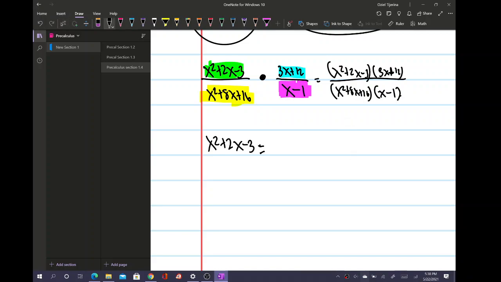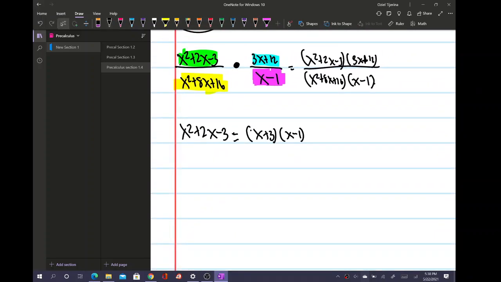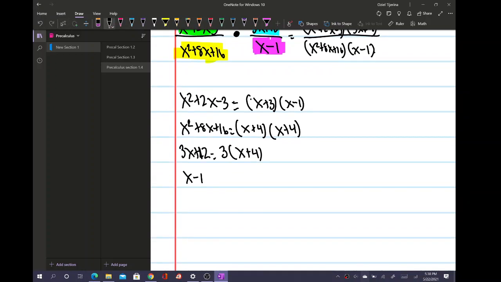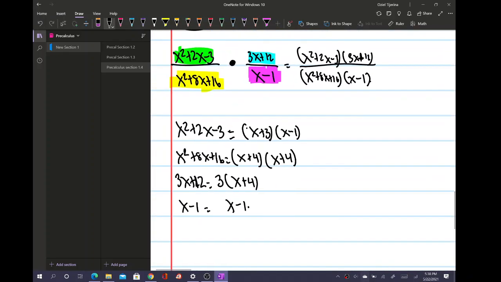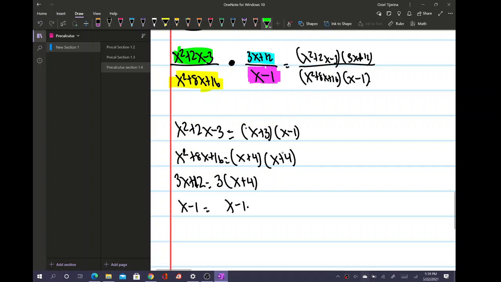So to factor this one, it's 1 times negative 3, that's negative 3, so two numbers that multiply to negative 3 and add to 2 are x plus 3 times x minus 1. So this would be going over here, and then x squared plus 8x plus 16 is x plus 4 times x plus 4, since two numbers that add to 8 and multiply to 16 are 4 and 4, right? And then 3x plus 12 would just be 3 times the quantity x plus 4. And then x minus 1 is just x minus 1, right? So you want to go ahead and apply these rules to all of these, right?